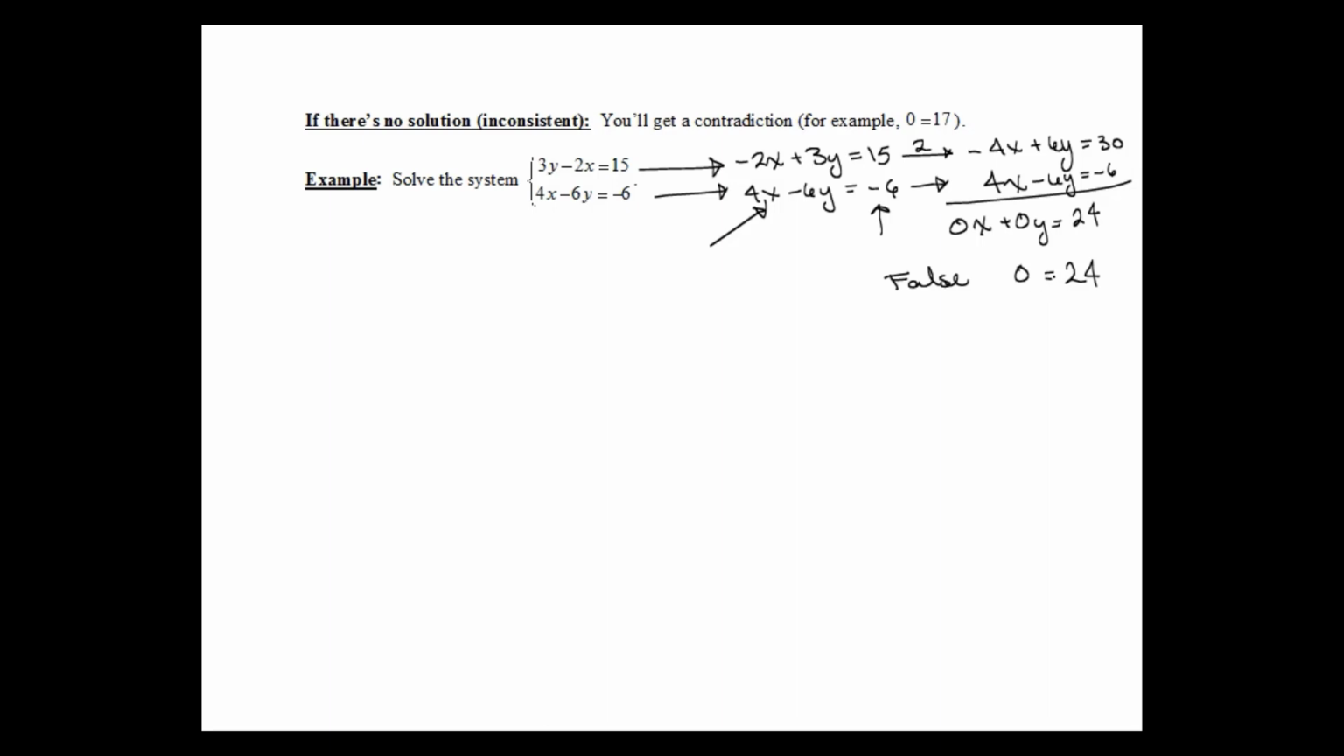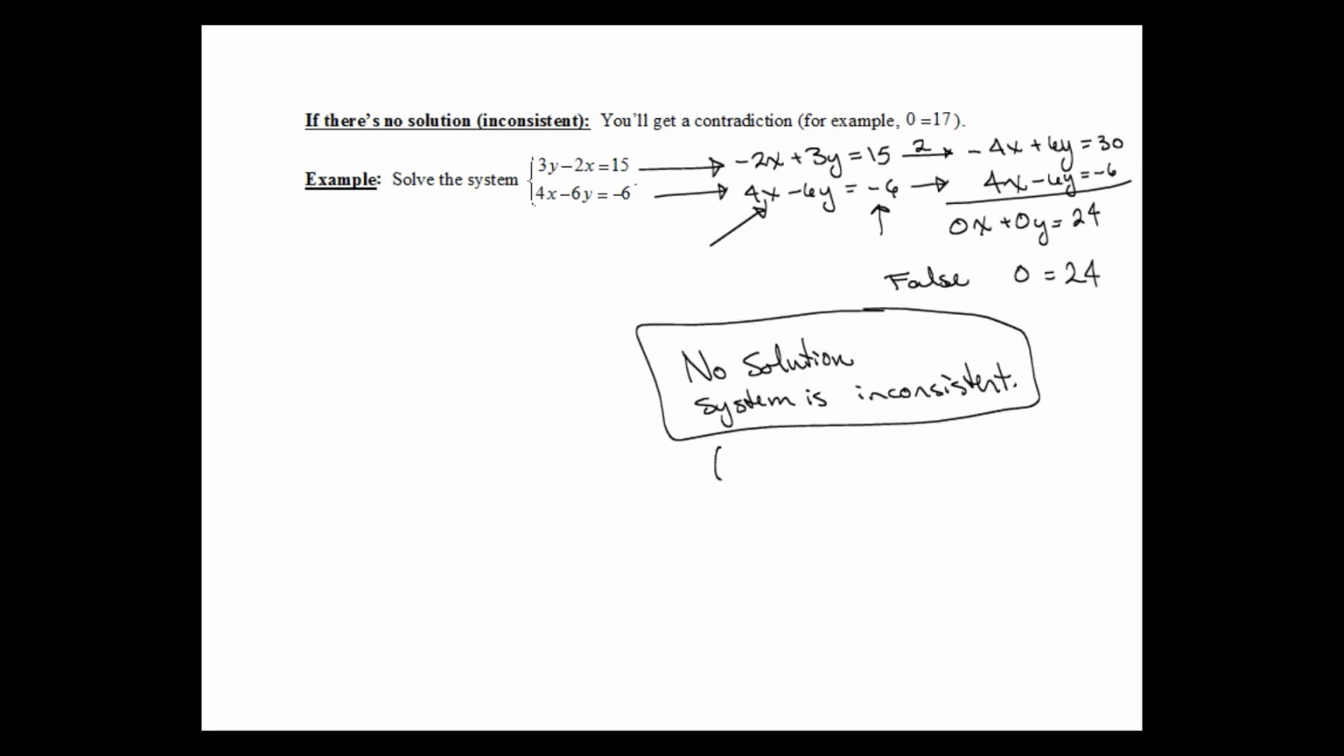So if you get a false statement down here, that means it wasn't really possible for these two equations to both be true simultaneously. So that means that we have no solution, and our system is inconsistent. Okay, and why does this happen? This is because if we were to graph those lines, we'll discover that they are parallel. They're going to have the same slope, but different y-intercepts.